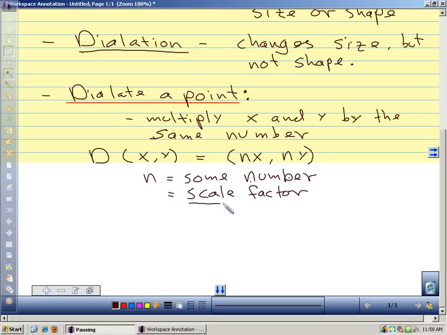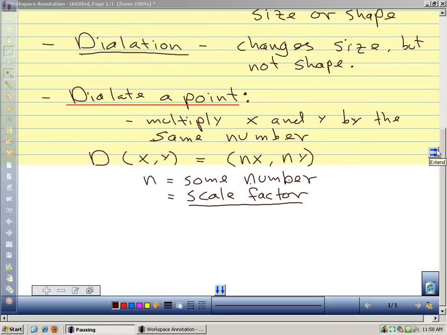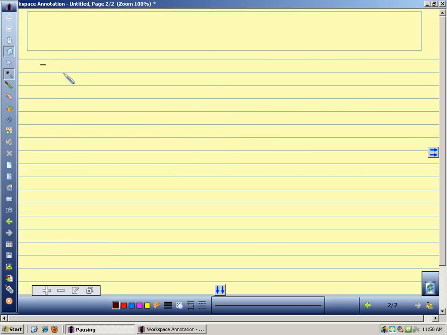And the scale factor is going to be one of our important vocabulary words in this chapter. We'll talk about scale factor a lot. So is everyone good with this? So let's look at an example of dilating a point. And sometimes the questions can seem a little strange, but we'll talk about what they mean.